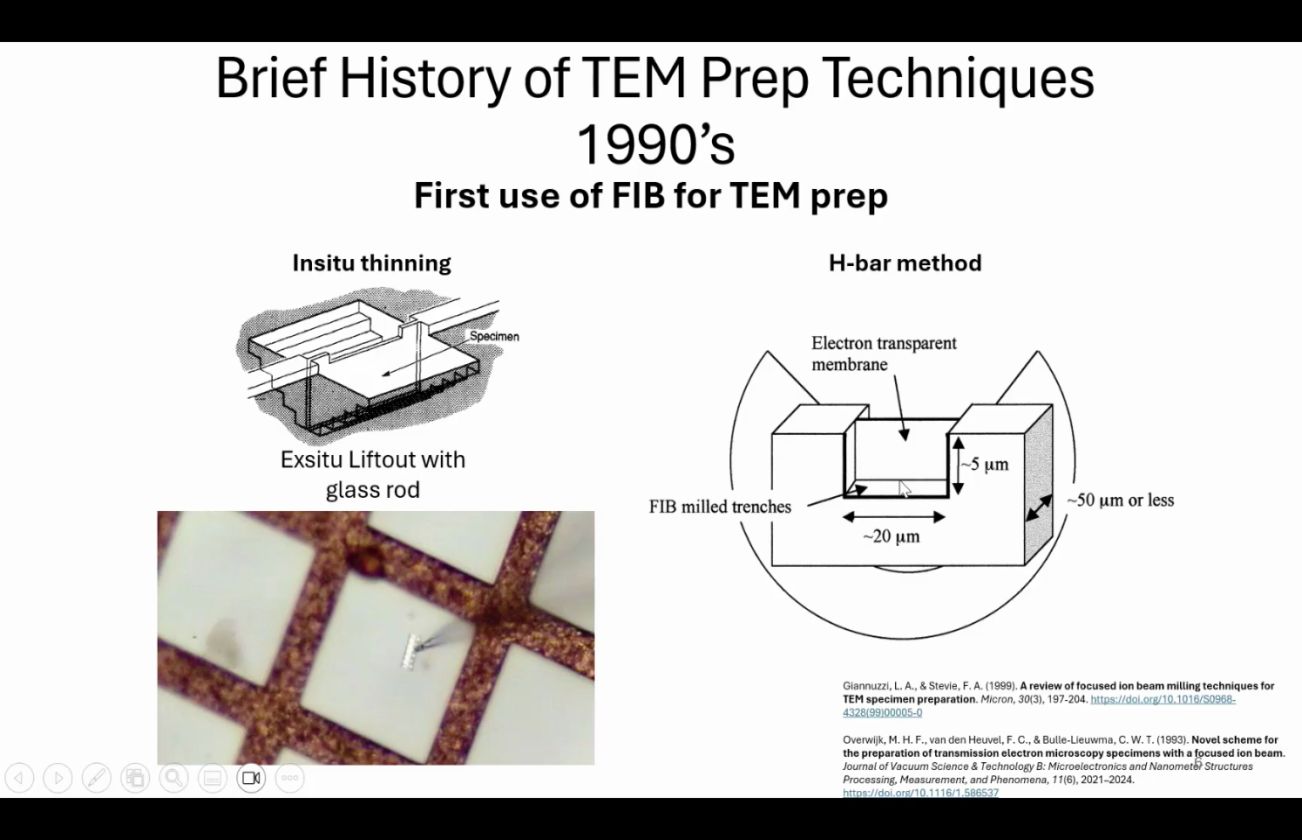And this is done under an optical microscope using a glass rod. Or you could do the H-bar method, which requires that you mechanically polish the sample as thin as possible using a tripod polisher, and then fasten that chunk to a grid, and then use FIB to just open up this little thin window right here for the final thinning. So in this version, we put it on the grid after we thin it, and on this version, we put it on the grid before we thin it.